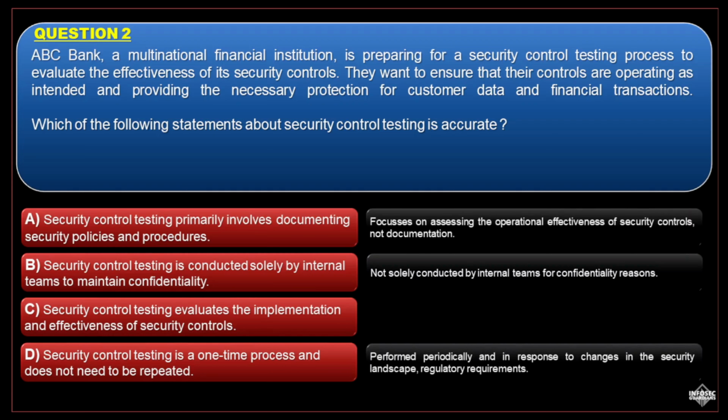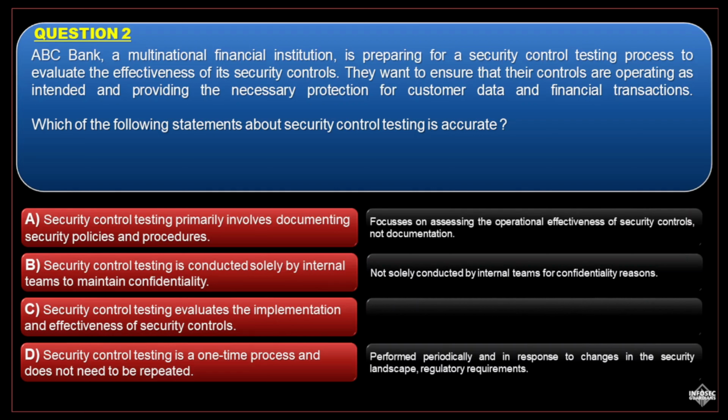Option D. Security control testing is not a one-time process. It is typically performed periodically and in response to changes in the security landscape, regulatory requirements, or significant changes in the organization's systems and infrastructure. Regular testing is essential to ensure ongoing security effectiveness.